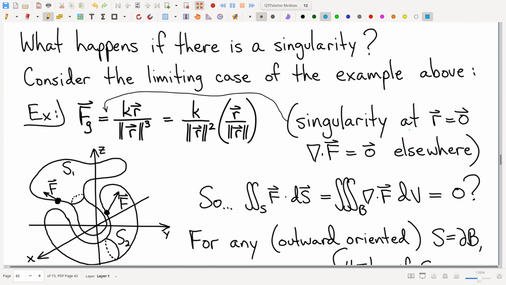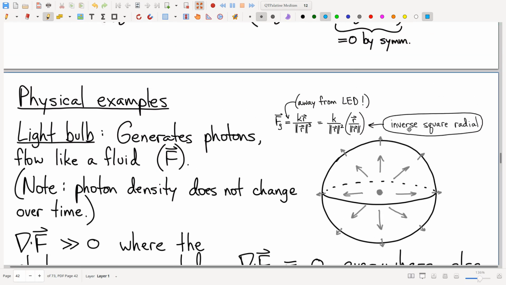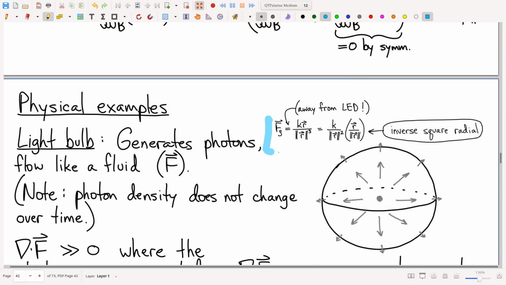Okay. So let's talk about a singularity. So the limiting case of the above, right? So let's go back up to here, and you notice I wrote this in small print, inverse square radial, but away from where the LED actually is. The actual LED has a tiny, small but finite amount of size, and there in this non-zero sized region, I have to kind of throw up my hands and say, I don't know, right?